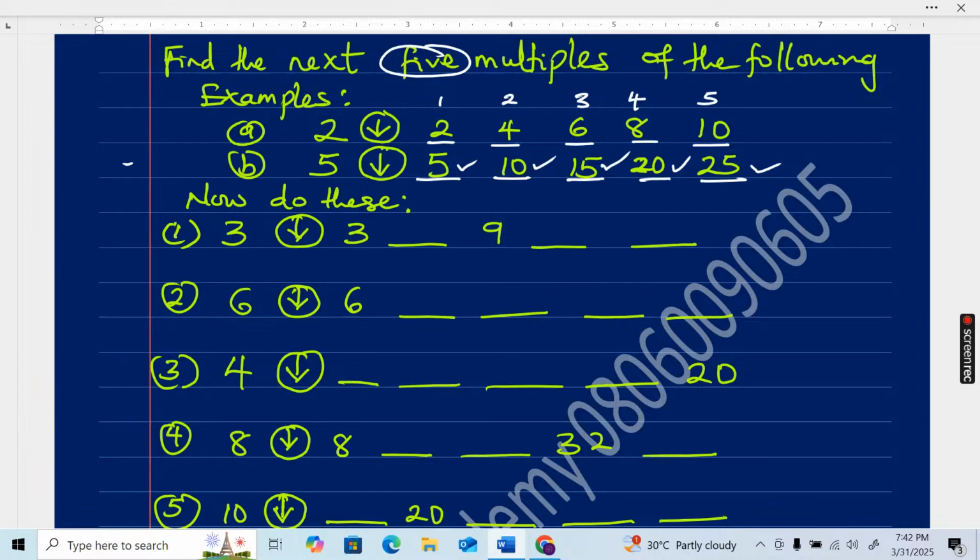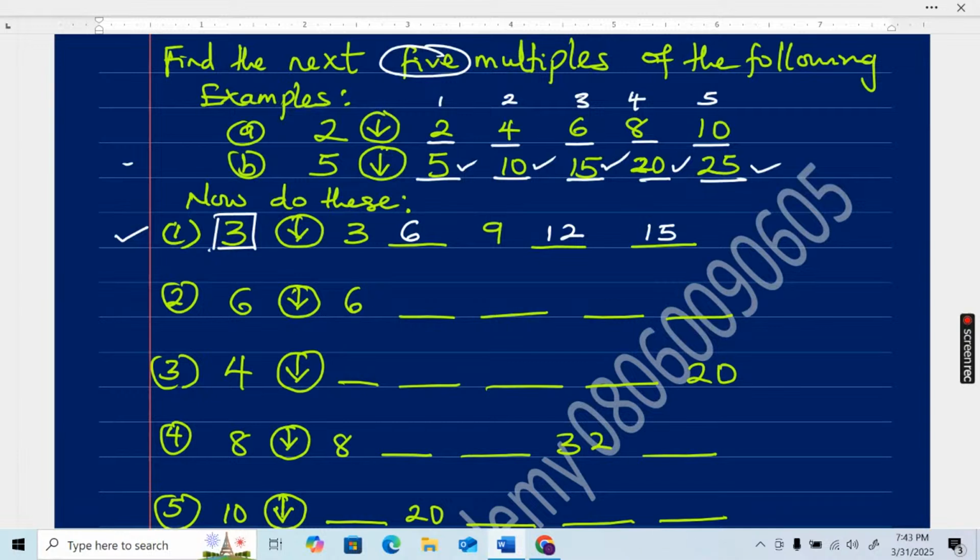All right, so let's start number one. Now, number one, we've been asked to find the multiples of 3. 3 times 1 is 3. 3 times 2, that's 6. 3 times 3 is 9. Then 3 times 4 is 12. 3 times 5 is 15. So it is the answer that we call multiples.